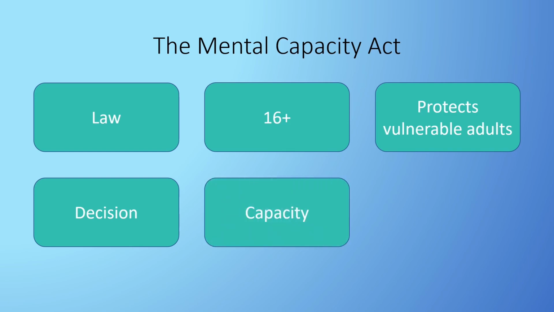Capacity means how well somebody is able to understand and be able to make a decision for themselves. If somebody is found to be unable to make their own decision, this is called lacking capacity. Best interests is the means by which a decision should be made on behalf of somebody who lacks capacity. We will talk some more about best interests later on in the video.